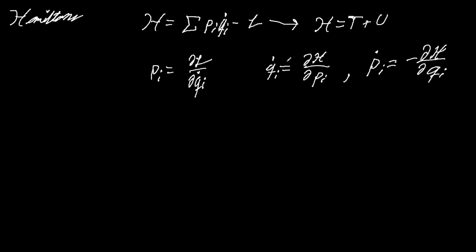Notice how it will give you 2 instead of 1 like the Lagrangian does for every degree of freedom. And they're all first degree, so it will give you 2 first degree differential equations. The Lagrangian will give you 1 second degree differential equation, which has its advantages.